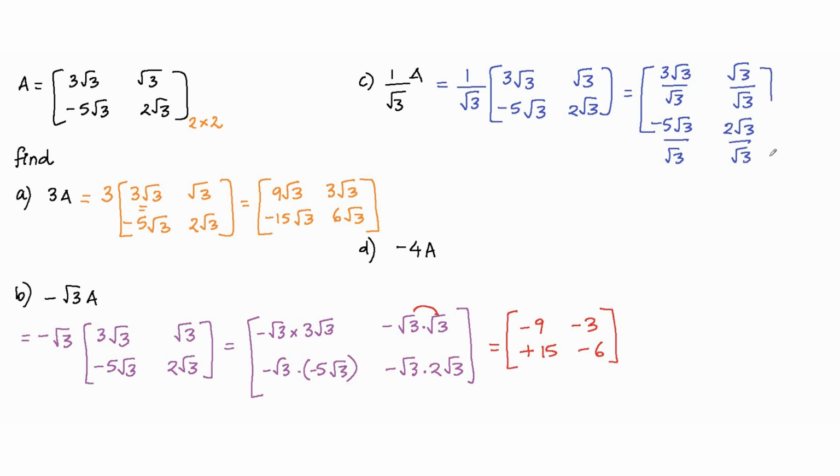So now some cancellations are possible. So let's start cancellation. Root 3 cancels, root 3 cancels, root 3 cancels to 1. And root 3 cancels. So what I get is 3, 1, negative 5 and positive 2. Therefore, 1 by root 3 A becomes the following matrix.